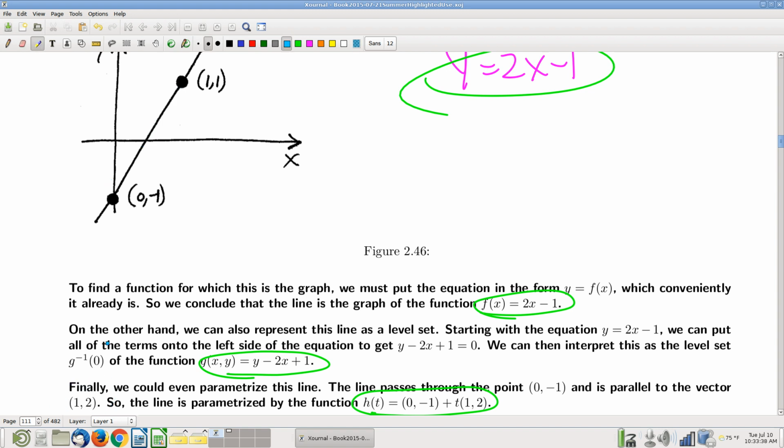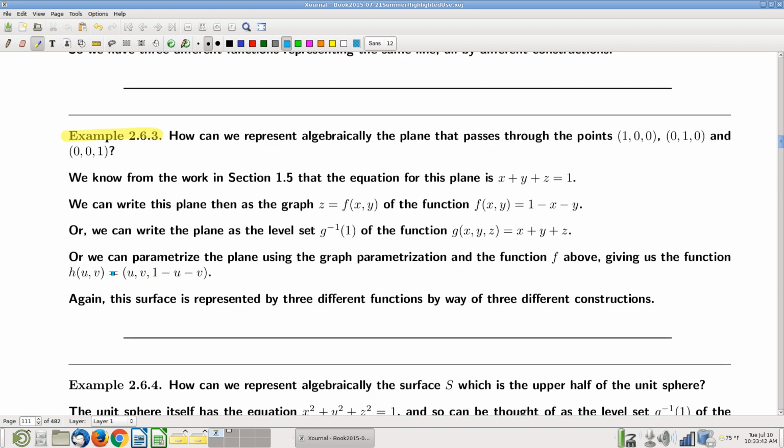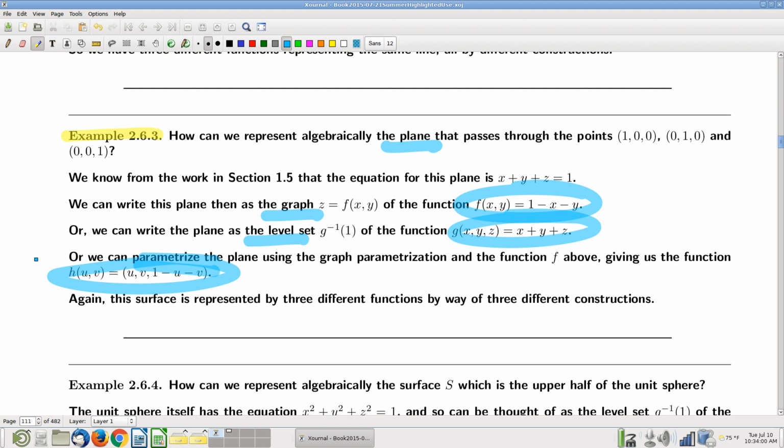Okay, so there's another example. Similarly, this is a plane, and we can view this plane as being a graph. We can view it as being a level set. We can view it as being an image, namely we can parameterize it, and again by three different functions. So I'm going to let you all read this example. I think it's just as important as the previous one, sort of one dimension up. Give that a look. Make sure you're comfortable with this kind of thing.